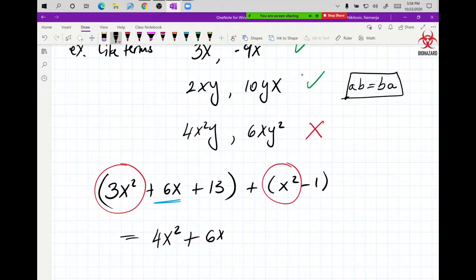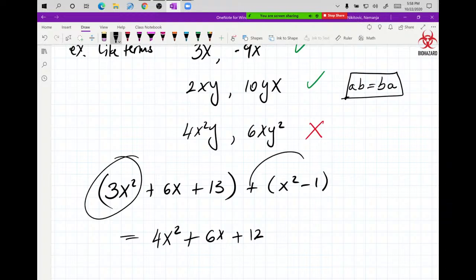And then finally, let's go, I guess, green for these two. Because this one and -1 also combine because they are like terms. Yeah. Because they're both numbers. So 13 minus 1 is 12. And that's it. So we were able to add two polynomials, and the way we did it is like terms.